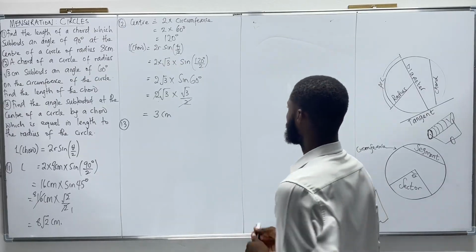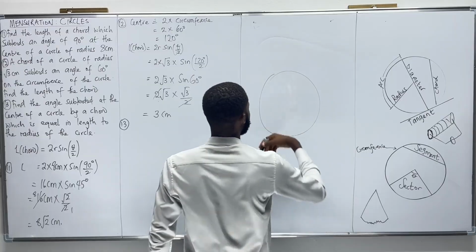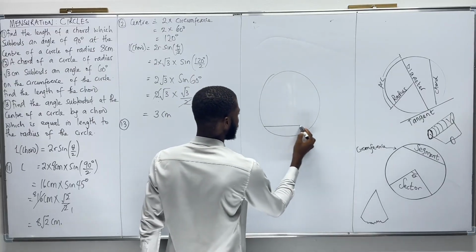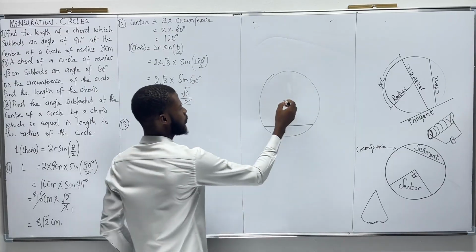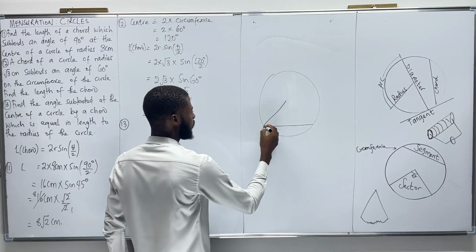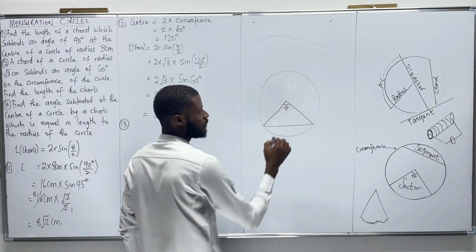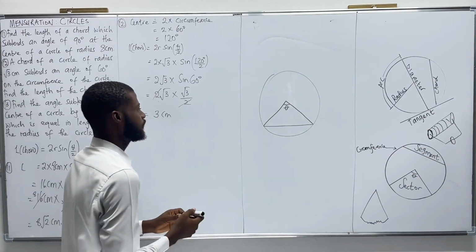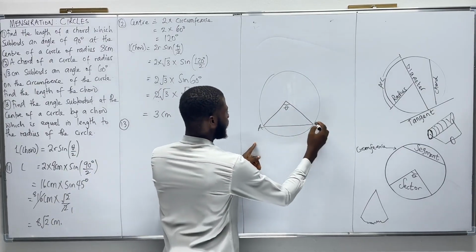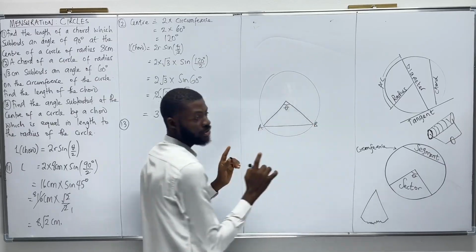So because of that, I'm going to draw something here. So let's say this is a circle, then this is a chord. I want to derive the formula. So this is the center. So we'll have something like this. So this is the angle here, theta. Please take note, I want to derive the formula. So the line AB, this line AB is the chord.